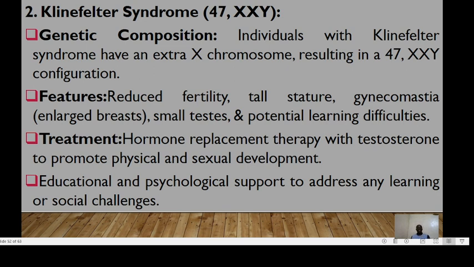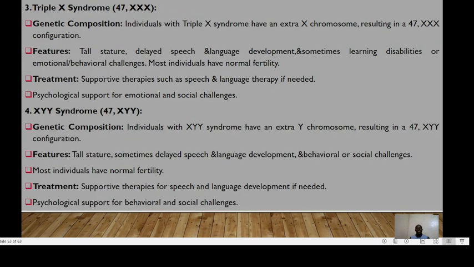So these patients will present with reduced fertility. They could have tall stature and gynecomastia, okay, enlarged breast, small testes, and potential learning difficulties. We could have hormonal replacement therapy with testosterone just to promote physical and sexual development. Also, education and psychological support to address any learning or social challenges is very important.